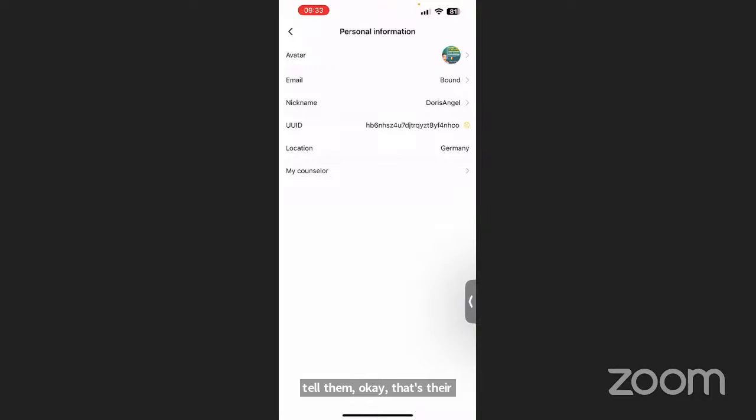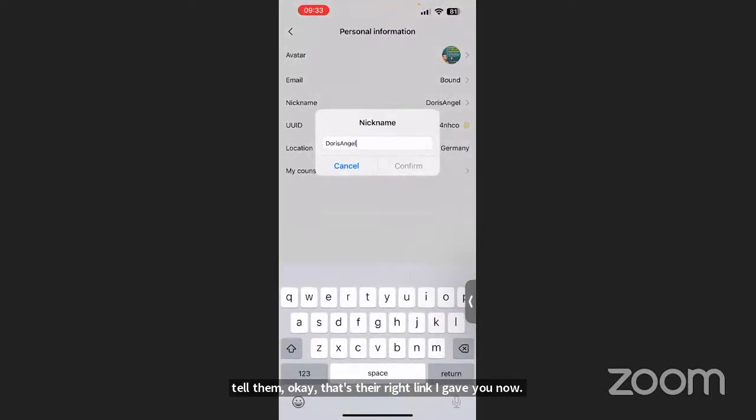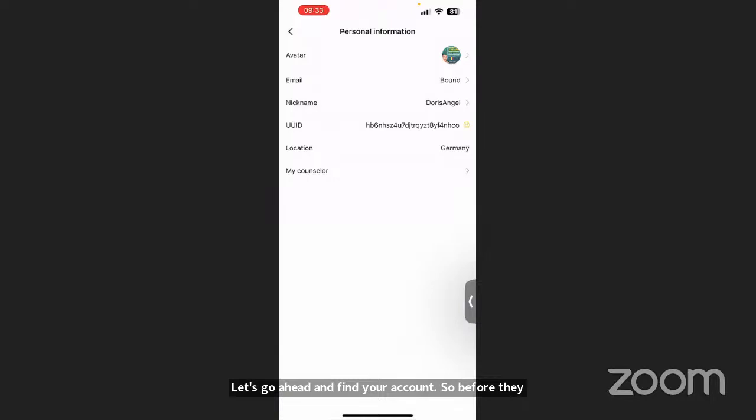Let's go ahead and fund your account. Before they fund it, let them change their nickname because the system gives them a generated one. So let them actually change it.